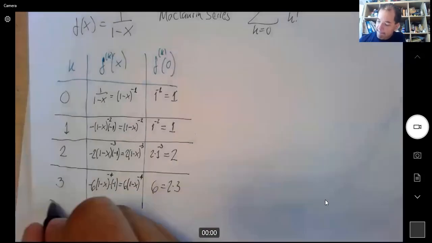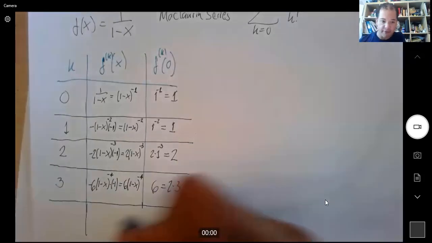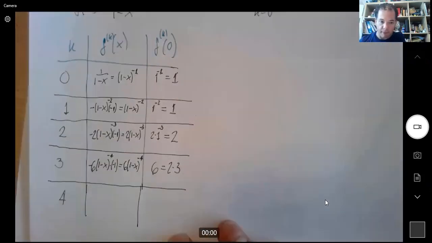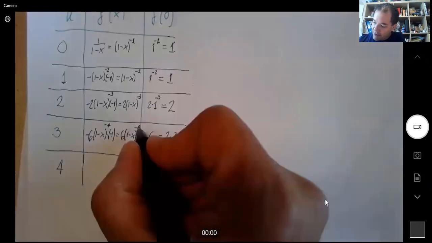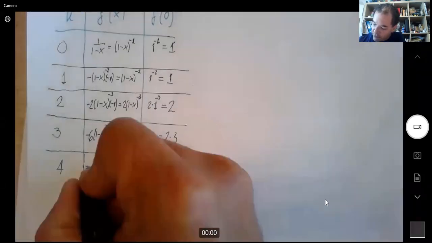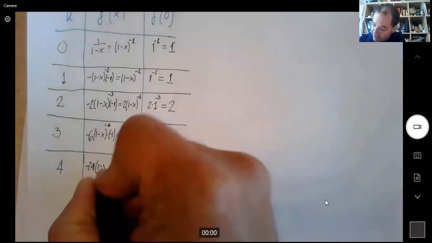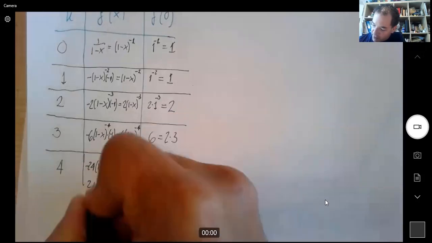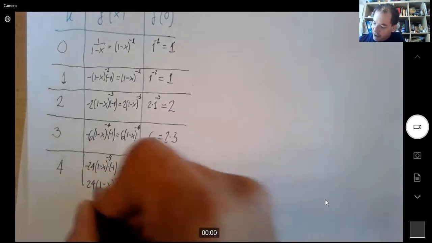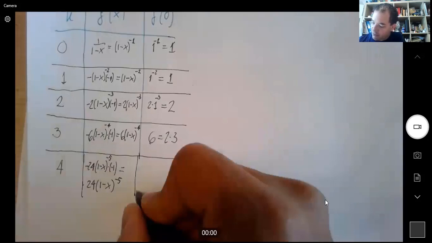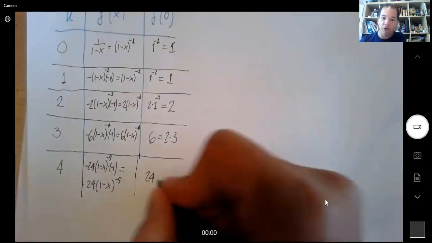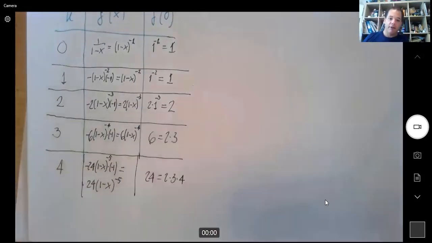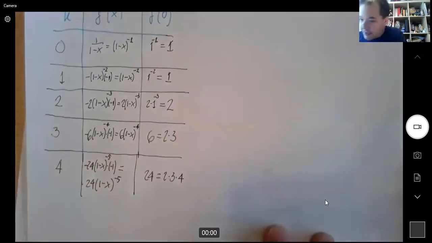Let's do one more. And by this, I hope you see the pattern. So the fourth one, the -4 comes down, multiplies the 6, so that will be -24, (1 minus x) to the -5 times -1, which becomes 24 times (1 minus x) to the -5. And when I plug in 0, I get 24. And more than 24, this is really 2 times 3 times 4, right? So have you gotten the pattern now? What is the pattern?